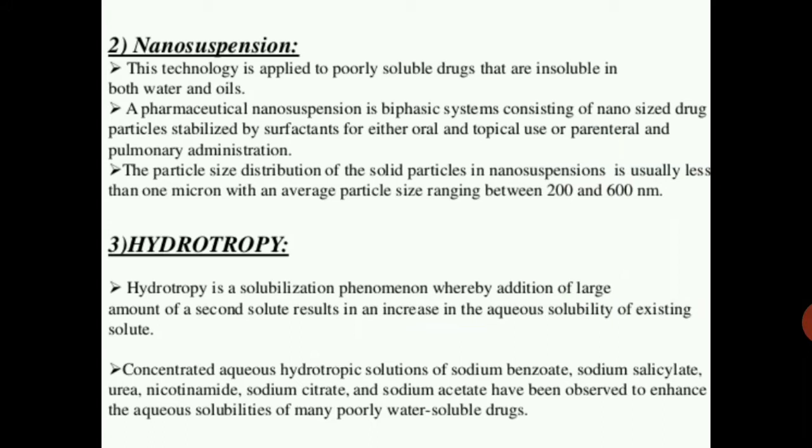Next, if we discuss hydrotropy, hydrotropy is a solubilization phenomenon whereby addition of a large amount of a second solute results in an increase in the aqueous solubility of an existing solute. When the solubility of a drug is enhanced owing to the presence of a large amount of additives, the technique is referred to as hydrotropy.